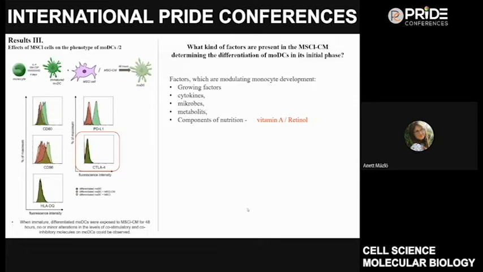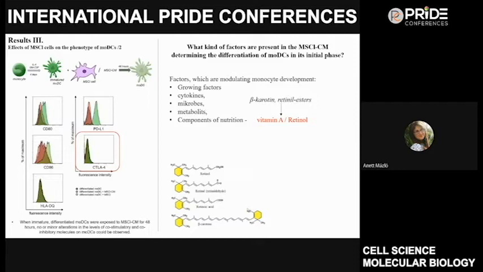As we know, MODCs could differentiate toward regulatory, tolerogenic, or inflammatory cells with unique characteristics to orchestrate immune responses. The development of monocytes into MODCs remains plastic until their terminal differentiation to acquire the mature phenotype, which is determined by a set of multiple extracellular signals like growth factors, cytokines, microbes, and metabolites, or the components of the diet.